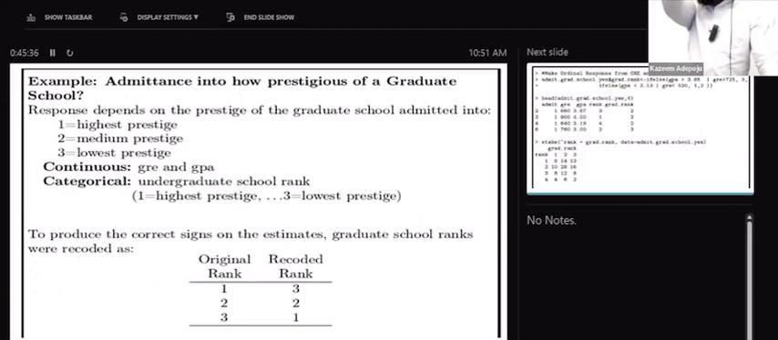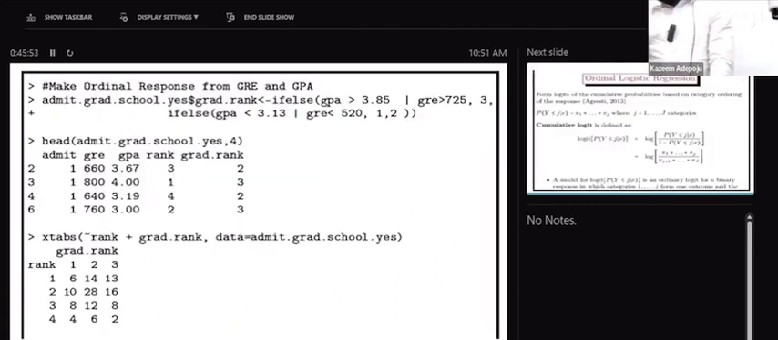If you look at the recoded rank, we're not talking about the original rank. The original rank was the rank of the undergraduate. The recoded rank is the rank of the graduate school. Does that make sense? Now, when you see GPA less than 3.13 and GRE less than 550, what is the meaning of 1, 2? You are talking about graduate schools with a lower rank. The highest rank for graduate school was 3. Do you see that?